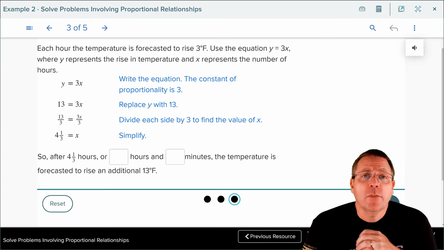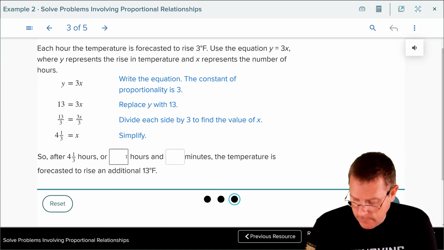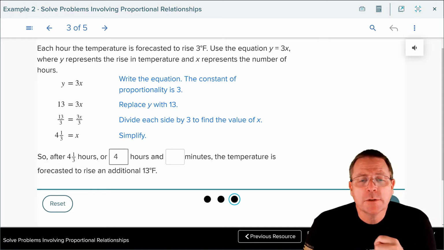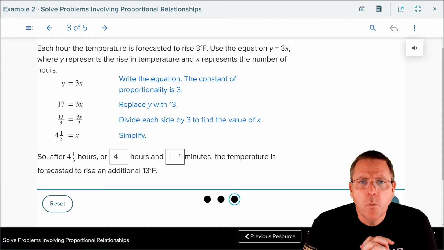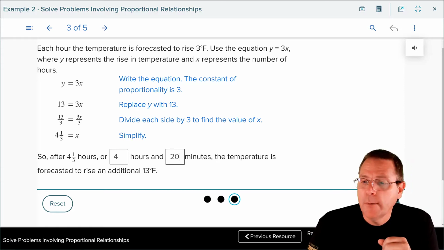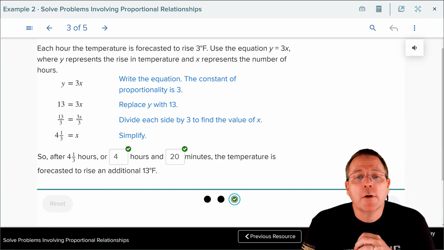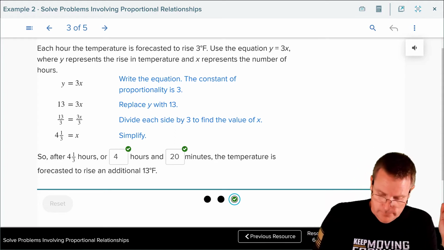What is 4 1/3 hours if you look in hours and minutes? Well, the 4 part is going to be the easy, 4 hours. But how many minutes is 1/3 of an hour? You have 60 minutes in an hour. What is 1/3 of 60? The answer is, of course, going to be 20. Check, boom, very good. So it takes 4 hours and 20 minutes to rise that extra 13 degrees.